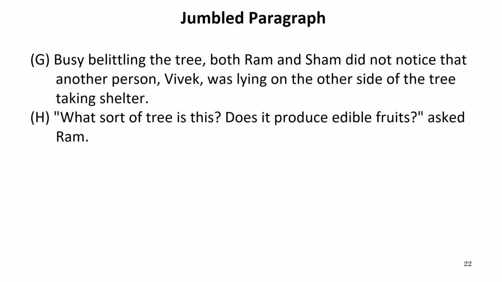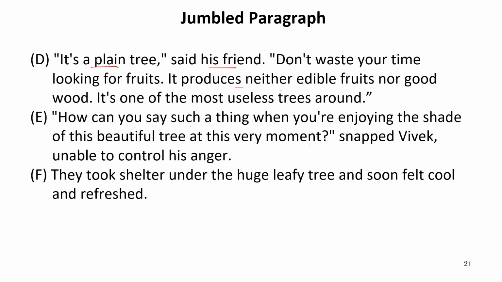Now, G sentence. Busy belittling the tree, both Ram and Sham did not notice that another person, Vivek, was lying on the other side of the tree, taking shelter. What sort of tree is this? Does it produce edible fruits? Asked Ram. Now, this is a question to which we have a reply in this D sentence.